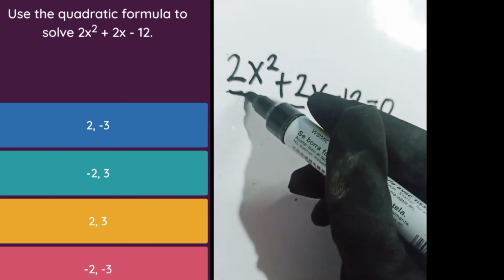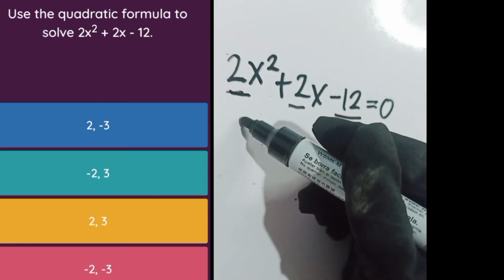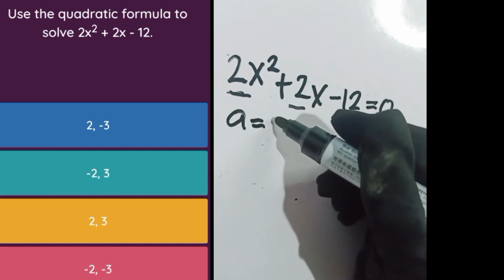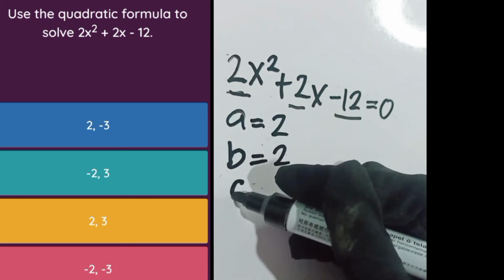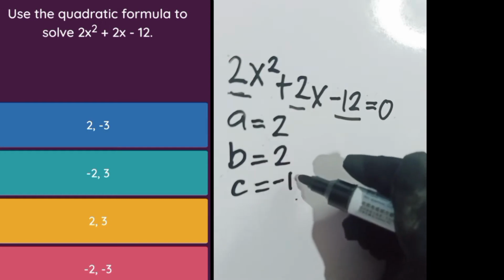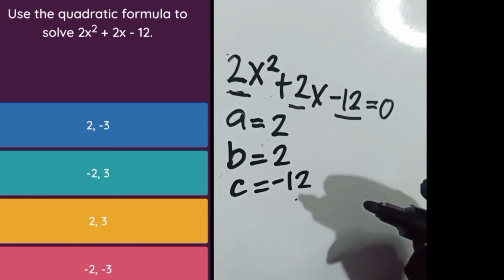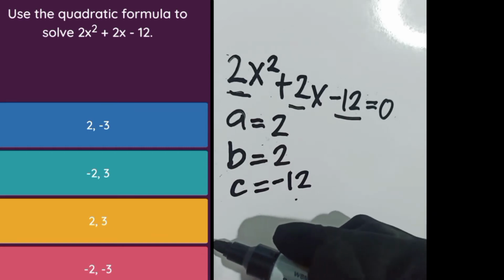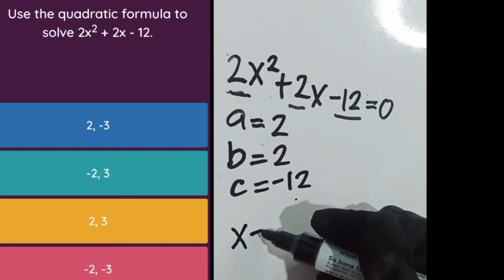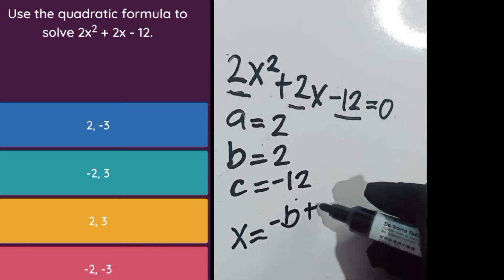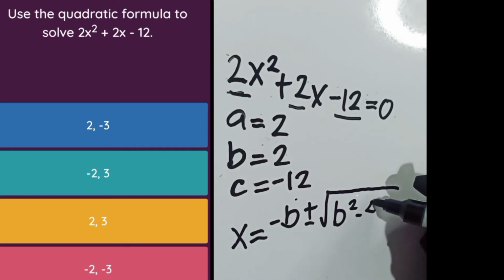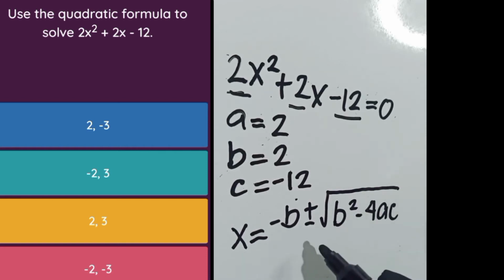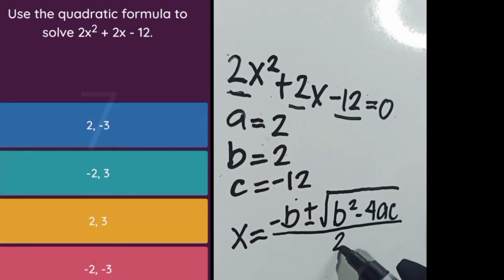As we can see here, a is equal to 2, so we write it down: a equals 2, b equals 2, and c equals negative 12. We already have the values of a, b, and c. The next thing to do is write the quadratic formula. So remember, x equals negative b plus or minus square root of b squared minus 4ac, all divided by 2a.